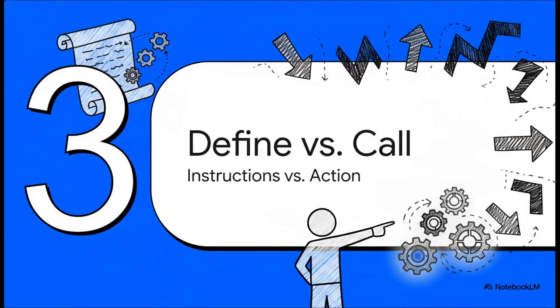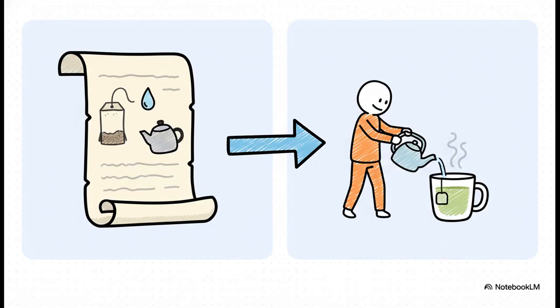Okay, this next idea is absolutely crucial for understanding how functions work. There is a massive difference between creating the instructions and actually telling something to follow them. This is a fantastic way to think about it. Defining a function is like writing down the recipe for tea. You've spelled out every single step perfectly, but you don't actually have any tea yet. Calling the function is like actually following that recipe to brew a cup. That's when the action happens.